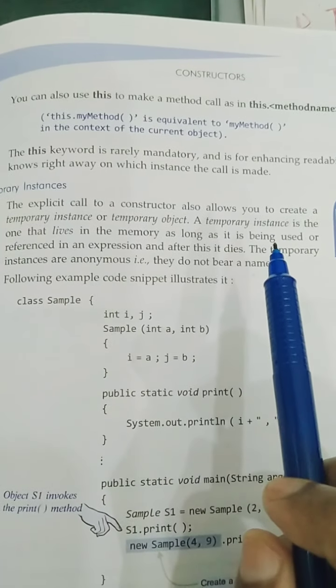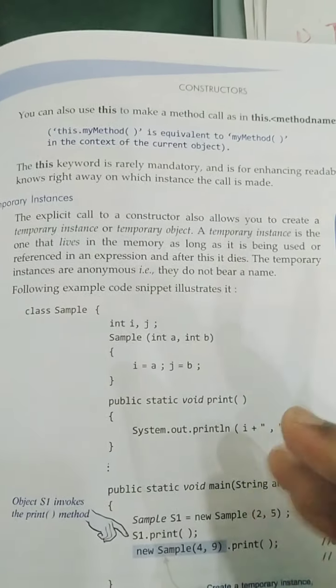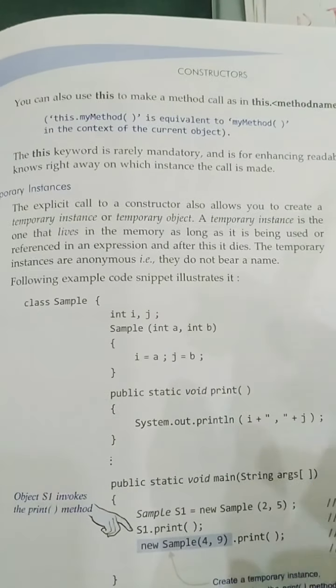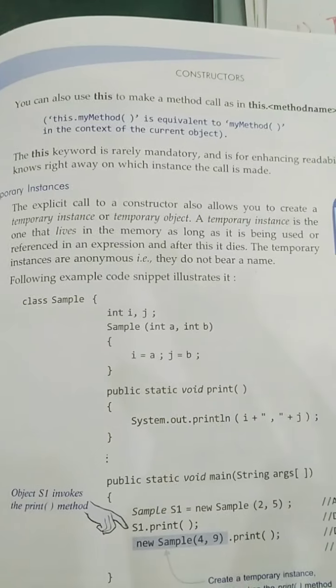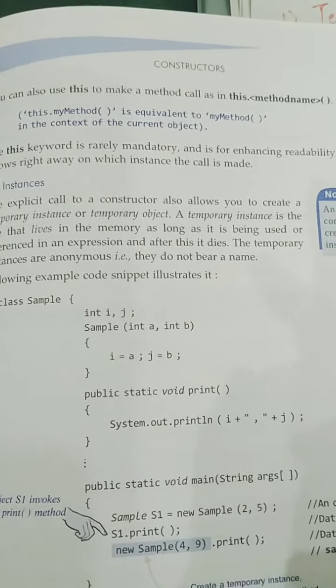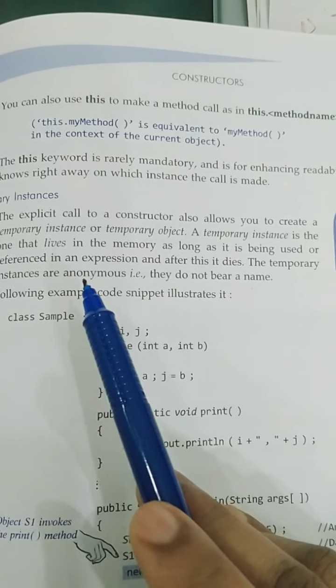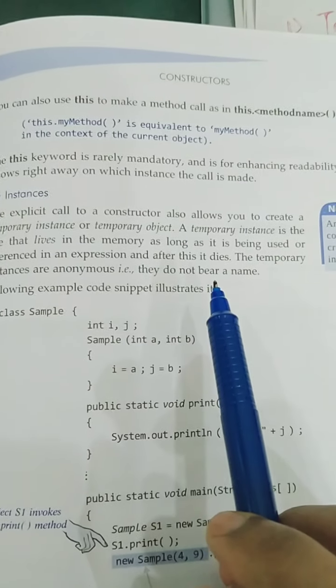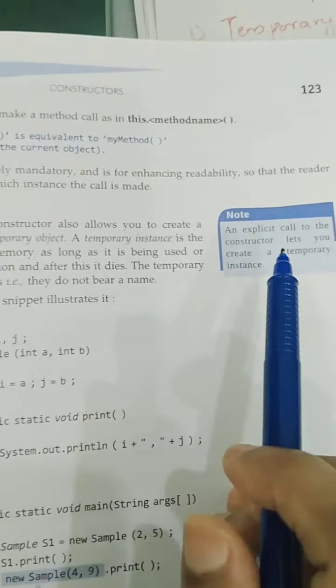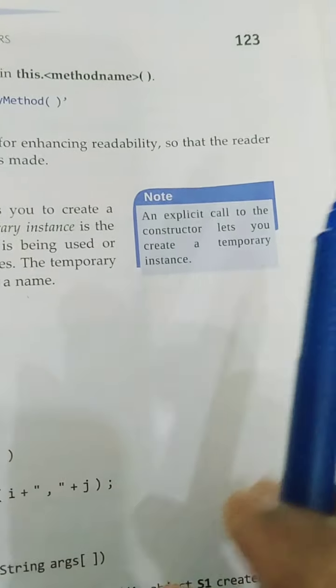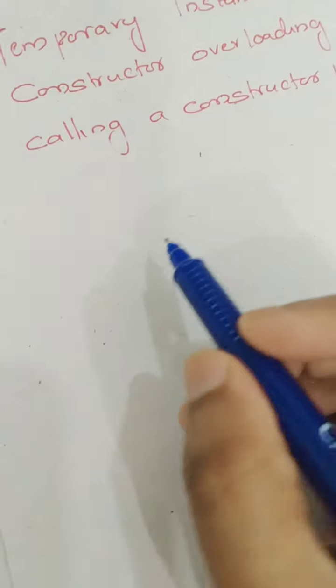That is, it will only be active till you use that object. After the use, it will automatically get deleted because it is a temporary instance. The temporary instances are anonymous, that is, they do not bear a name. An explicit call to the constructor lets you create a temporary instance. Like when we are creating an object.